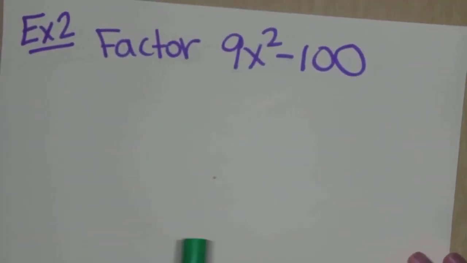Okay, let's go to the next one. Factor 9x squared minus 100.